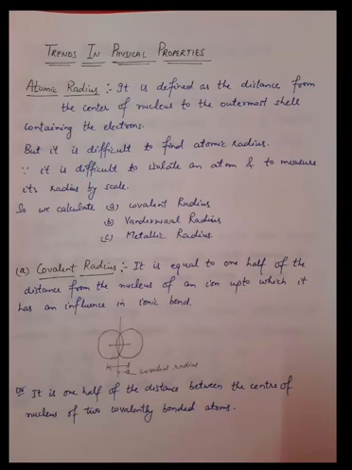We have studied Mendeleev's periodic table. Now, trends in physical properties, like how atomic radii vary in a group and period, how ionization energy varies in a group and period, and how electron affinity varies in a group and period. So today we will discuss how atomic radius varies in a group or period.